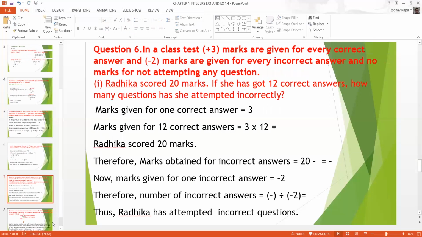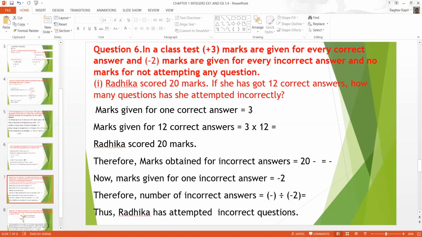Now, next question. In the class test, plus 3 marks for a correct answer and minus 2 marks for every incorrect answer and no marks for not attempting any question. And here is one girl, Radhika. She scored 20 marks. But she got 12 marks for correct answers. Now here is the question. How many questions has she attempted incorrectly? It means she got 12 correct answers. Now we have to find out how many incorrect answers there are.